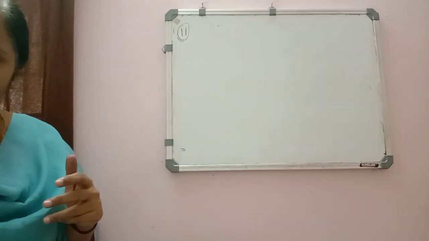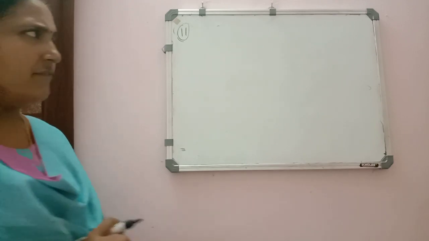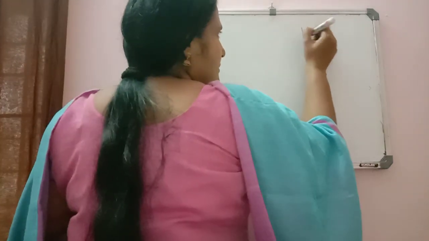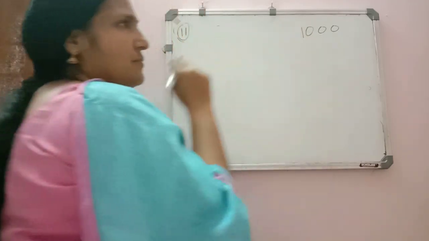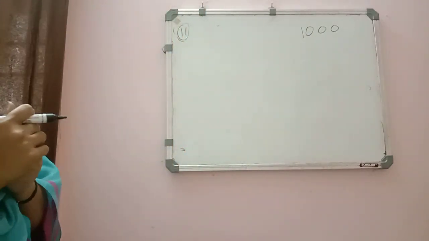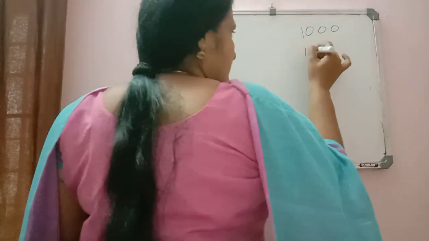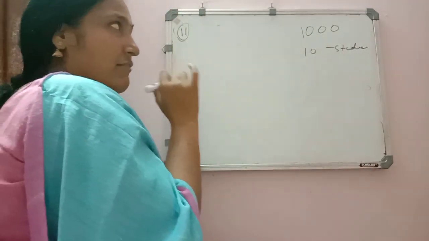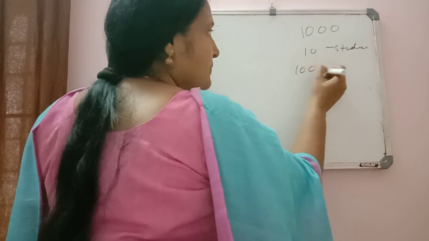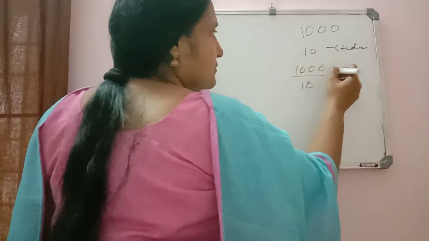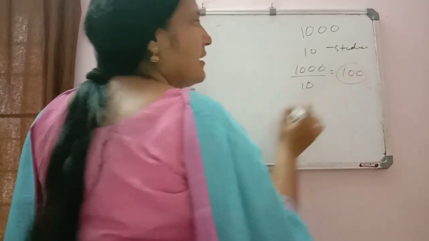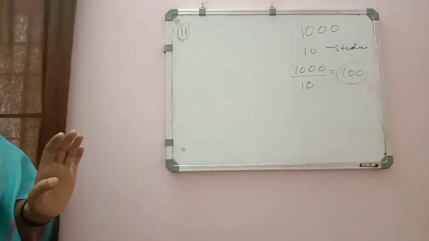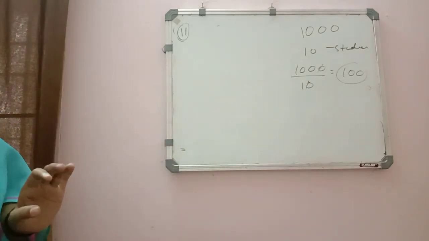So again, before doing this one, we have 1,000 rupees with us. 1,000 rupees we have to distribute to 10 students. So what will be the share of one student? How much money will one student get? How will we do it? 1,000 by 10. So one student will get 100 rupees. So in the same way we are going to do this question.